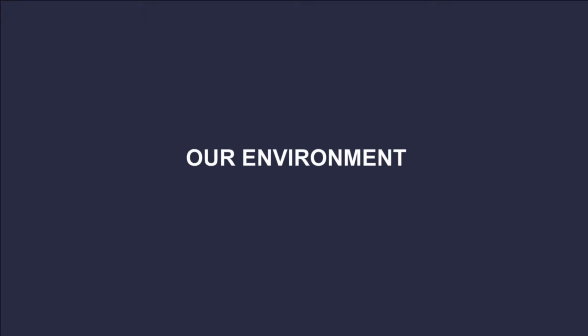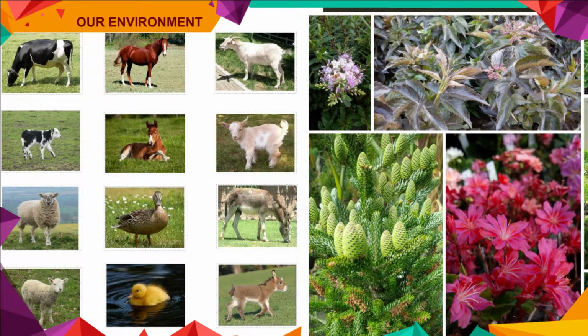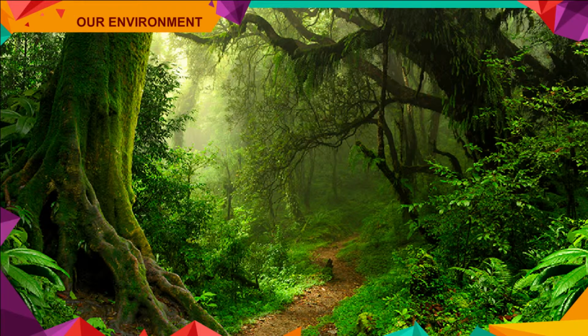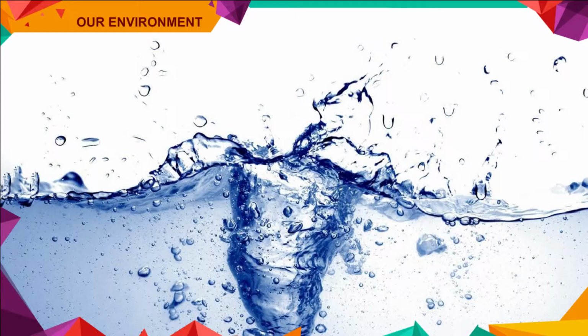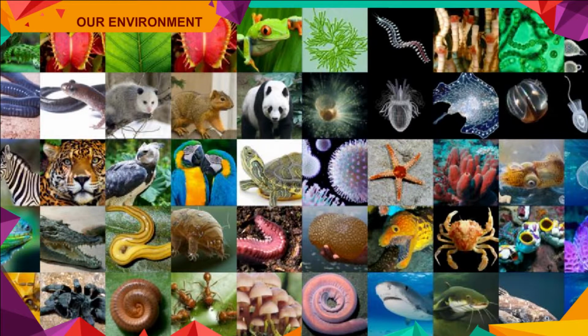Our environment. Animals and plants play an important role in our life. We cannot live in isolation from other forms of life because we depend on them for our food and other necessities. Thus, it is essential to understand the processes that support our environment. Land, water, air, and living organisms are the four major components of environment.